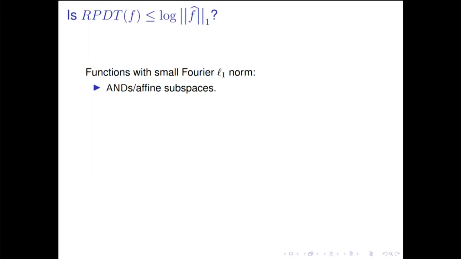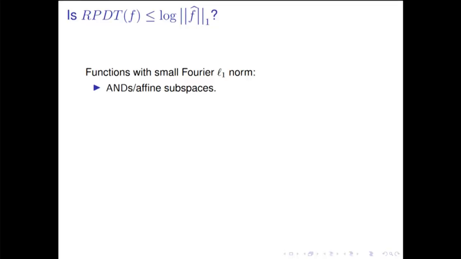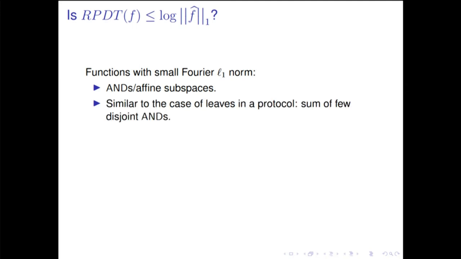So the easiest example of a function with small Fourier L1 norm is an AND. It has L1 norm 1. Or in generality, we have affine subspaces that have L1 norm 1. And these are actually easy for randomized PDTs. So these are not going to give us a counterexample. But we thought the next simplest example would be the sum of a few disjoint ANDs.